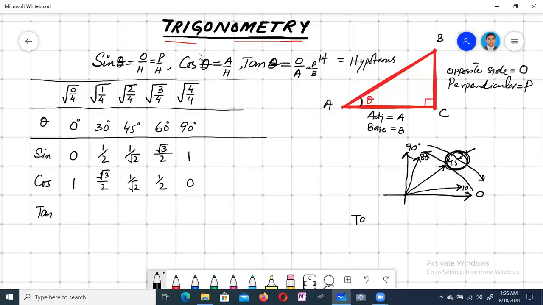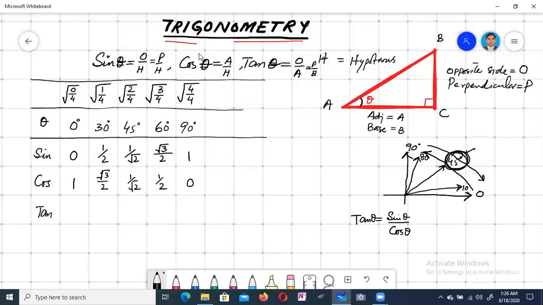You know about tangent, that is the ratio of sine and cosine. Tan theta is equal to sine theta divided by cos theta. Tan is the ratio of sine and cosine, sine theta divided by cos theta. Then what will be the value of tangent? The value of sine divided by the value of cos will be the value of tan.